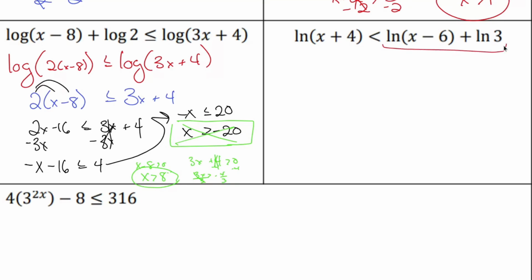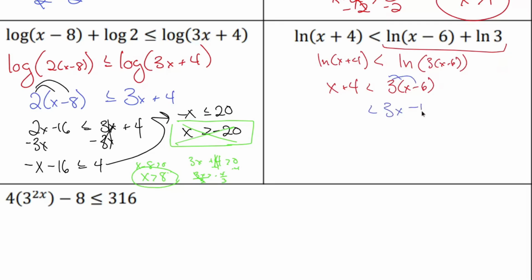Let's combine these guys. So that gets me ln of 3 times x minus 6, and ln of x plus 4 has to be smaller than that. So let's get rid of the ln's, just like the network did. See what I did there? Oh, ln DeGeneres. Please don't sue me. 3x minus 18. x plus 4 is less than that.